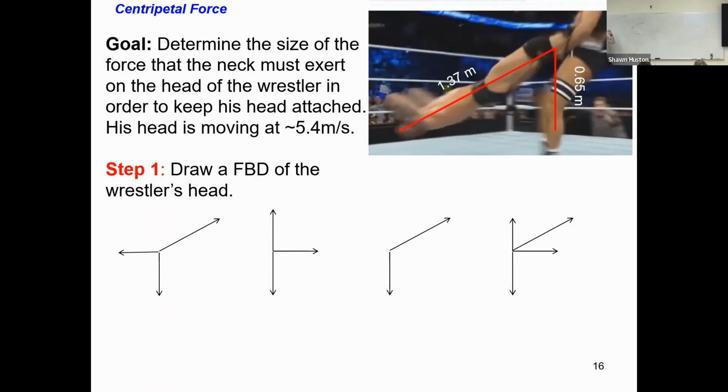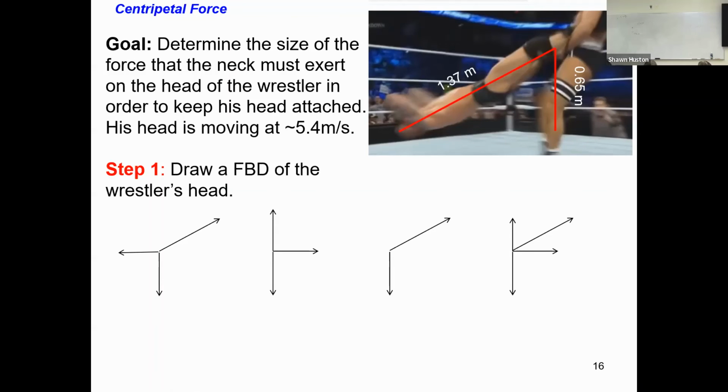Are there any other points of contact between his head and the outside world? No. That's it. The only place his head is touching the rest of the world is at his neck. So that's the only contact force we could have. And then we've always got the long range force of gravity. All right. So the correct answer here was choice C.